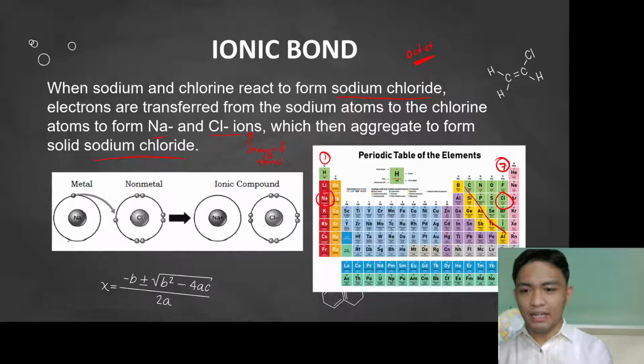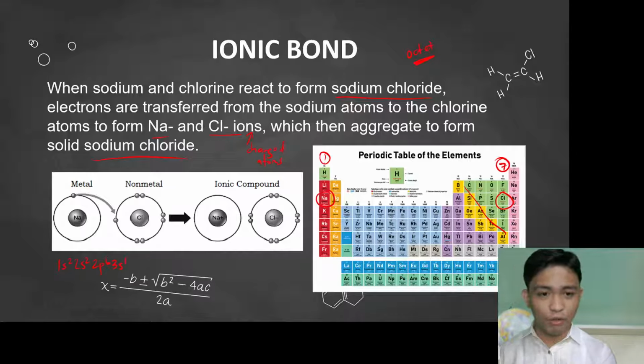Tingnan natin sila. Si sodium, meron siyang isa. Ang electron config nito ay 1s2, 2s2, 2p6, 3s1. Kasi yung sodium has an atomic number of 11. So, meron siyang 11 na electrons. So, tama naman, 4 plus 6, 10 plus 1, 11. Okay? Outermost shell niya ay third, tas meron siyang isa doon. Si chlorine naman, dahil nandito siya sa ating 7th na group, meron siyang 7 na nasa labas.